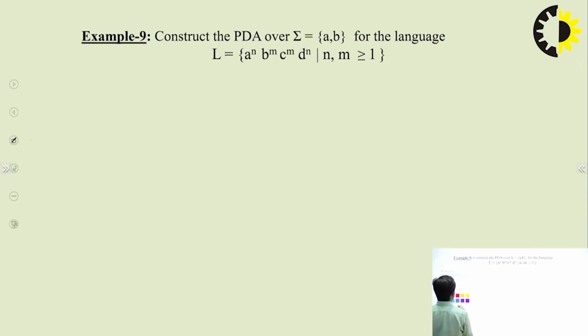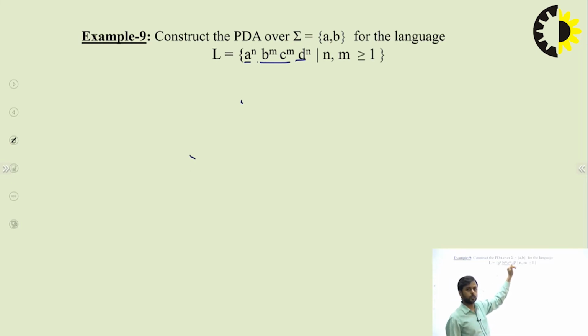Now the language is A raised to power n, B raised to power m, C raised to power m, D raised to power n. So how will we do this with the help of the stack? So let's see. When A comes, we keep on pushing A. When B comes, we keep on pushing B. When C comes, corresponding to one C, we pop out one B. Now corresponding to all C, all B will be popped out. Now A remains in the stack.